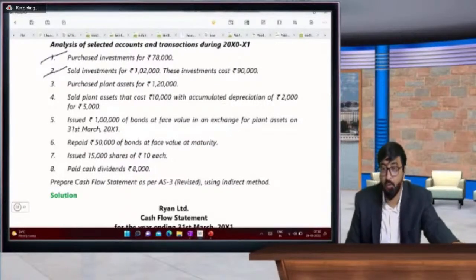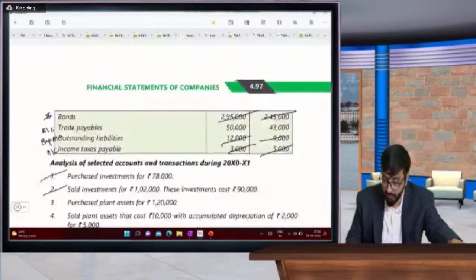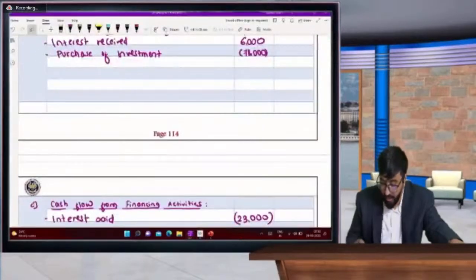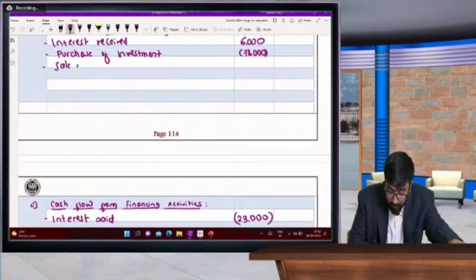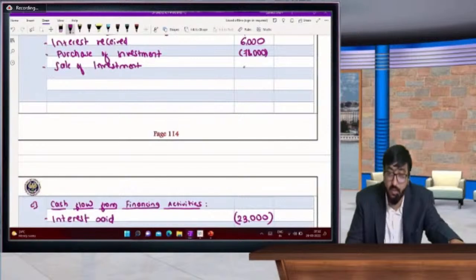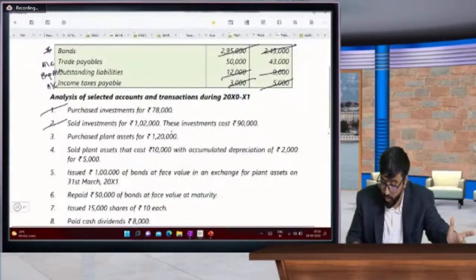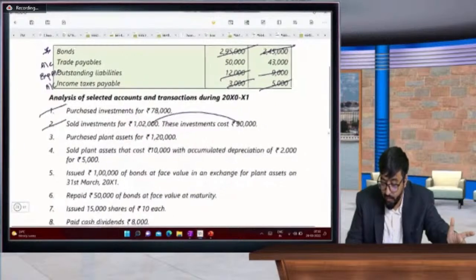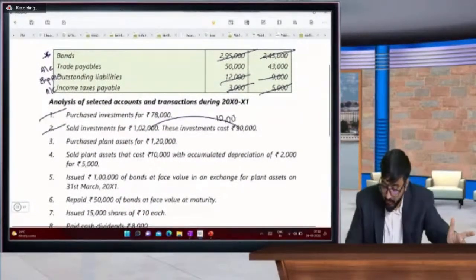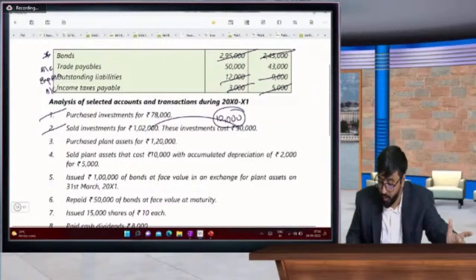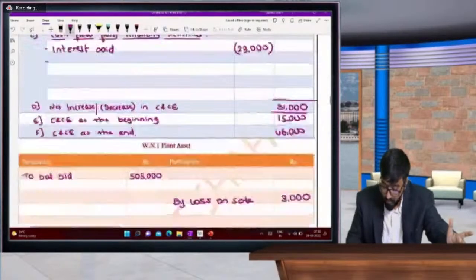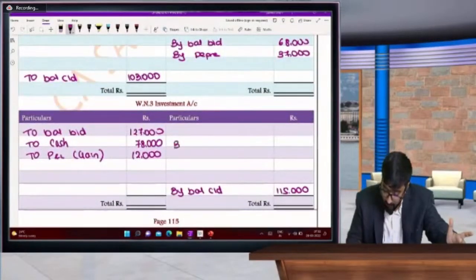Sold investment for 1,02,000. Cash account debit to investment, 1,02,000. So cash comes in, sale of investment. Whenever you are selling an investment, you will have some profit or loss, but the profit or loss you already recorded in this question. So no need to record it separately, because you are already aware that the investment profit is rupees 12,000. So profit you already recorded. By cash, 1,02,000.